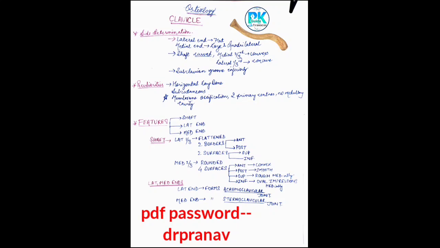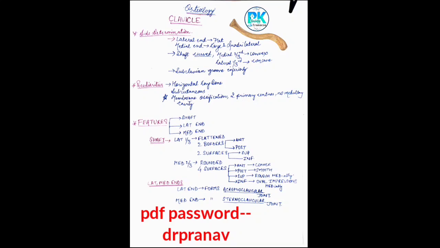तो इसमें साइड डिटर्मिनेशन में 4 पॉइंट्स है. लैटरल एंड जो कि फ्लैट होता है, मीडियल एंड लार्ज एंड क्वाड्रिलैटरल है, शाफ्ट जो कि थोड़ा कर्व्ड रहता है, मीडियल 2/3 जिसमें कन्वेक्स है, लैटरल 1/3 कंकेव है, सबक्लेवियन ग्रूव है जो कि इन्फीरियरली प्रेजेंट रहता है. तो इस 4 पॉइंट को आप याद कर सकते हैं इस नोट से. पिक्यूलरिटीज़ में पहला, एक वन ऑफ द लॉन्गेस्ट हॉरिजॉन्टल बोन है, सबक्यूटेनियस होता है, मेम्ब्रेन ऑसिफिकेशन, 2 प्राइमरी सेंटर्स है, और उसमें कोई भी मेडुलरी कैविटी नहीं होता है. फीचर्स जो कि 3 पार्ट में डिवाइडेड है, शाफ्ट, लैटरल एंड मीडियल एंड.